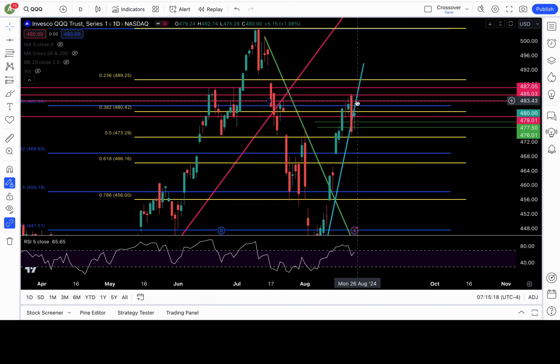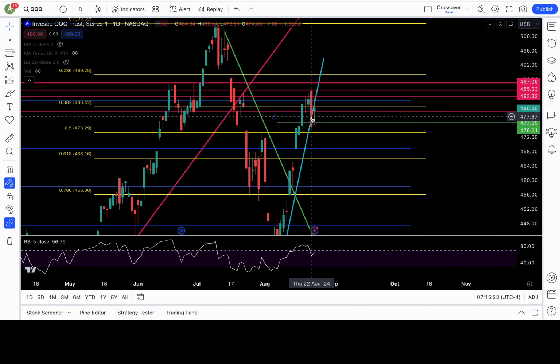Above 482 would also be a recapture of that uptrend line and invalidate the breakdown that we had last Thursday. And if that happens, it's not going to be good for the bears. More upsides will be possible up to 485, 487, 489, maybe even higher, because we do have a gap all the way at 496 plus. Only possible if we recapture and clear 480.4 and 482, especially 482.